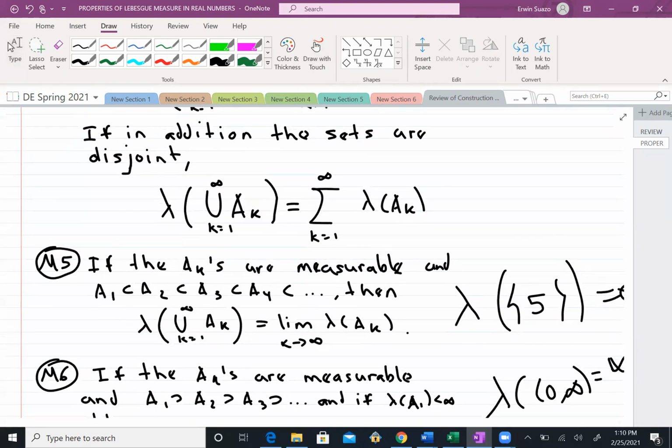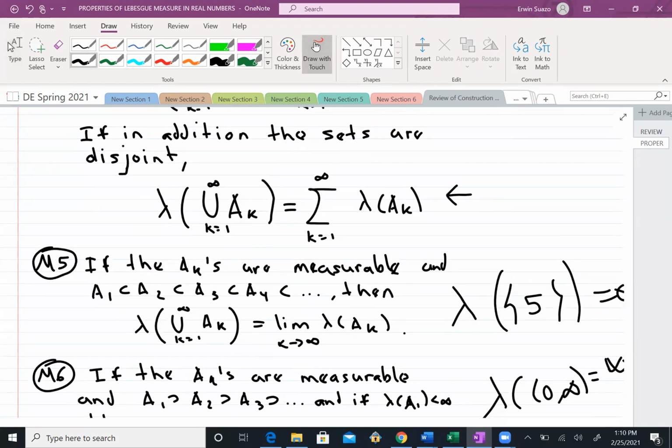Also, this one is very useful. You can ask questions like, for example, what is the measure of the rational numbers? You could answer that question with this one. And maybe with 5 and 6, you can figure it out. But you see, these are questions that in a practical sense we will have answers to.